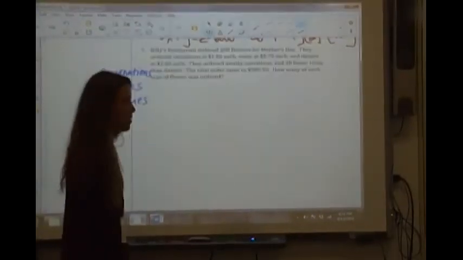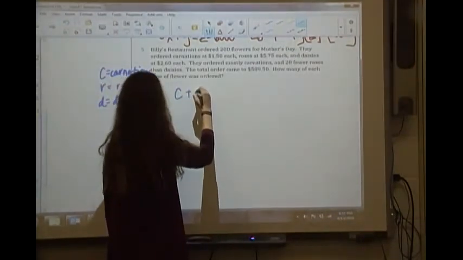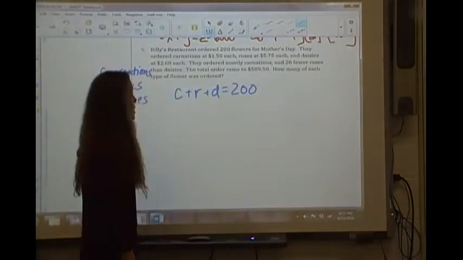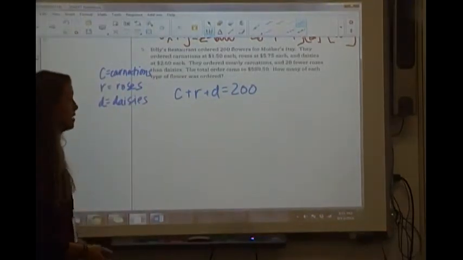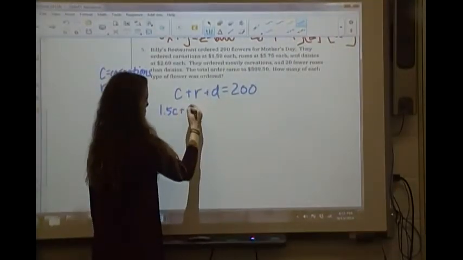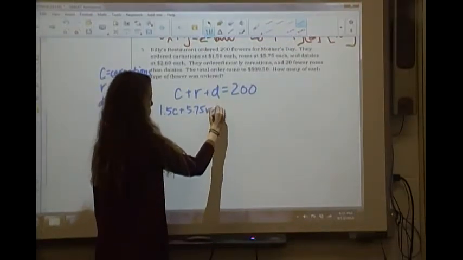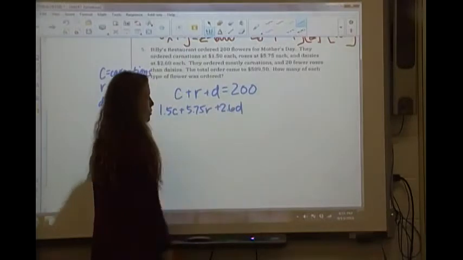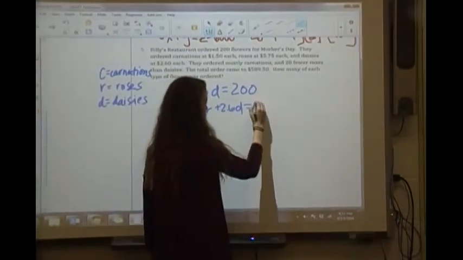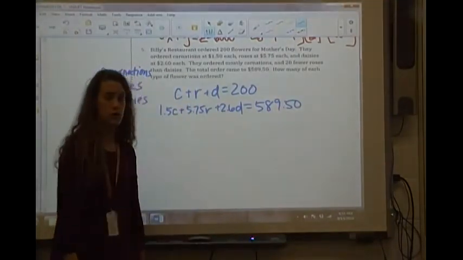And so there's 200 flowers, so we know that all of those combined, C plus R plus D, is 200 flowers. And we know the price, so we have $1.50 for carnations, $5.75 for roses, and $2.60 for daisies. So those become our coefficients when we're talking about money, and then the grand total for that was $589.50. So that's what that equation is equal to.